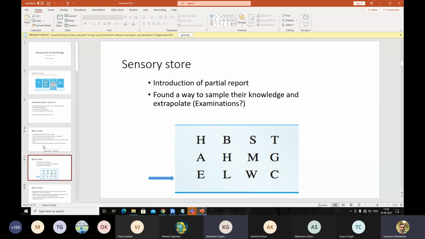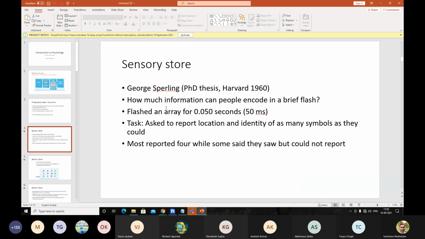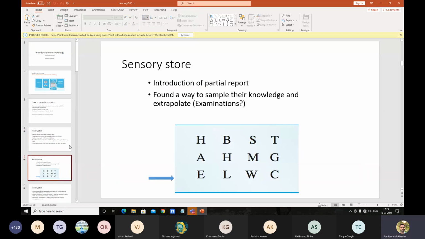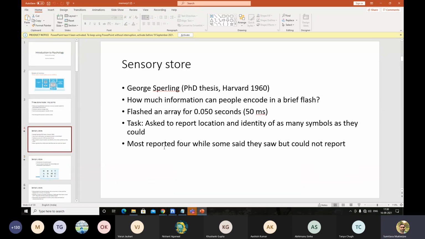All right, let's see what the results show. By the way, this whole thing is being done to answer this question: how much information can people encode in a brief flash? Remember, most good research has one fundamental question. This is Sperling's fundamental question. To answer it, this is the kind of task he came up with. So this is the result: typically, most people report 4 or fewer than 4.